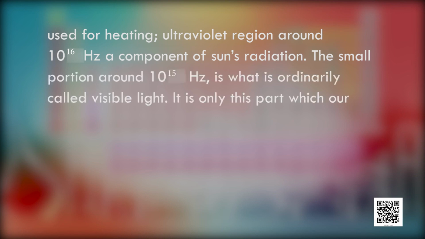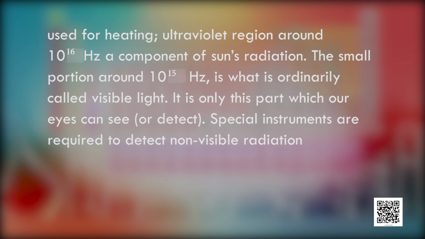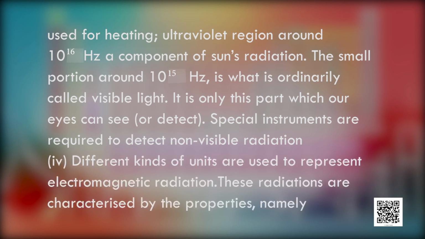The small portion around 10 raised to the power 15 Hertz is what is ordinarily called visible light. So, the visible region is only that small part of approximately 10 raised to the power 15 Hertz. It is only this part which our eyes can see or detect. Special instruments are required to detect the non-visible radiation, that is the infrared and the ultraviolet. And beyond that, different kinds of units are used to represent electromagnetic radiations.